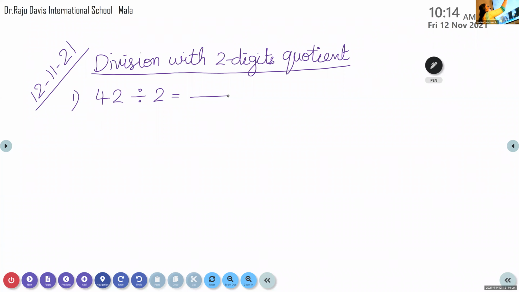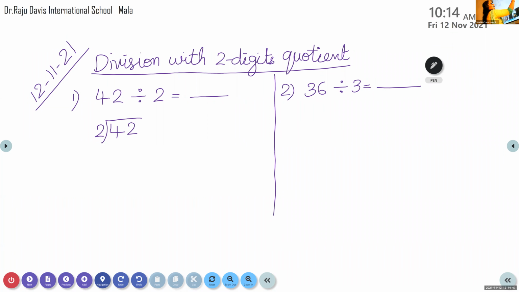42 divided by 2 equals dash. Somebody is sitting unmuted. Will you please mute, children? Second one. 36 divided by 3 equals dash. And how many questions? Only two. 42 divided by 2 and 36 divided by 3.